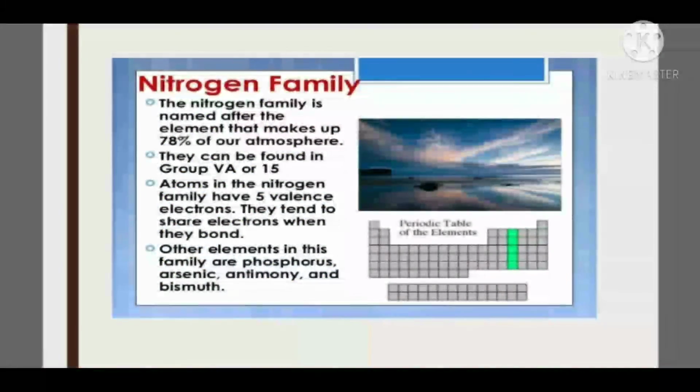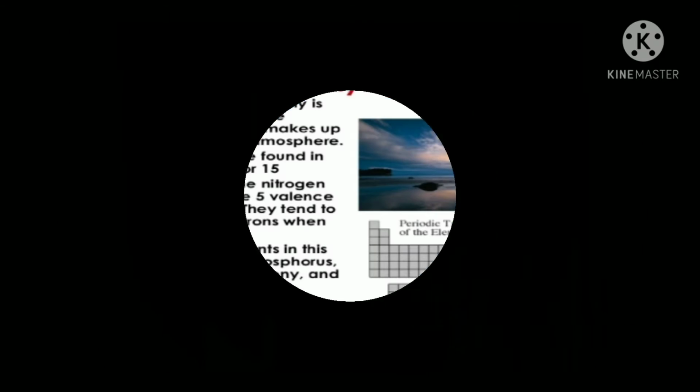Let us proceed to the nitrogen family. The nitrogen family is named after the element that makes up 78% of our atmosphere. They can be found in group 5A or 15. Atoms in the nitrogen family have 5 valence electrons. They tend to share electrons when they bond. Other elements in this family are phosphorus, arsenic, antimony, and bismuth. They also need 3 more valence electrons to become stable.